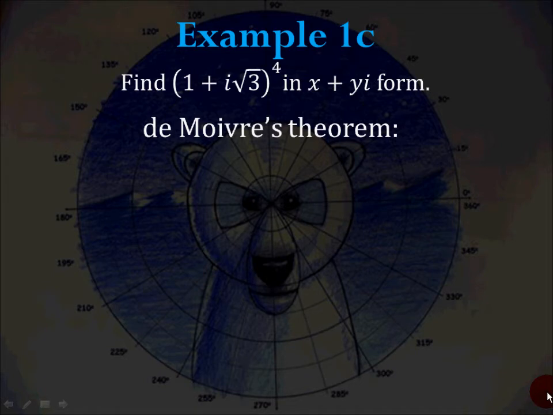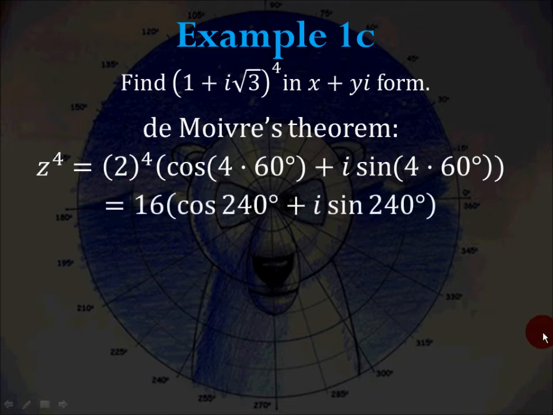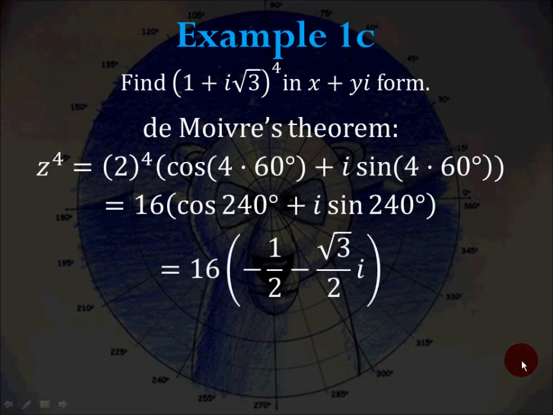Now we apply de Moivre's theorem and take z to the 4th power. So z to the 4th equals 2 to the 4th times cosine of 4 times 60 plus i sine of 4 times 60, which is 16 cosine 240 plus i sine 240. Well, cosine 240 and sine 240 have a reference angle of 60 degrees, and we're in the 3rd quadrant, so both are negative. So 16 times the quantity negative 1/2 minus radical 3 over 2 i. Distribute the 16, and you're left with negative 8 minus 8i root 3. So that's how you use de Moivre's theorem. Take the inside, convert it to polar form, and then use de Moivre's theorem and calculate the cosine and sine of those angles and redistribute the number outside.